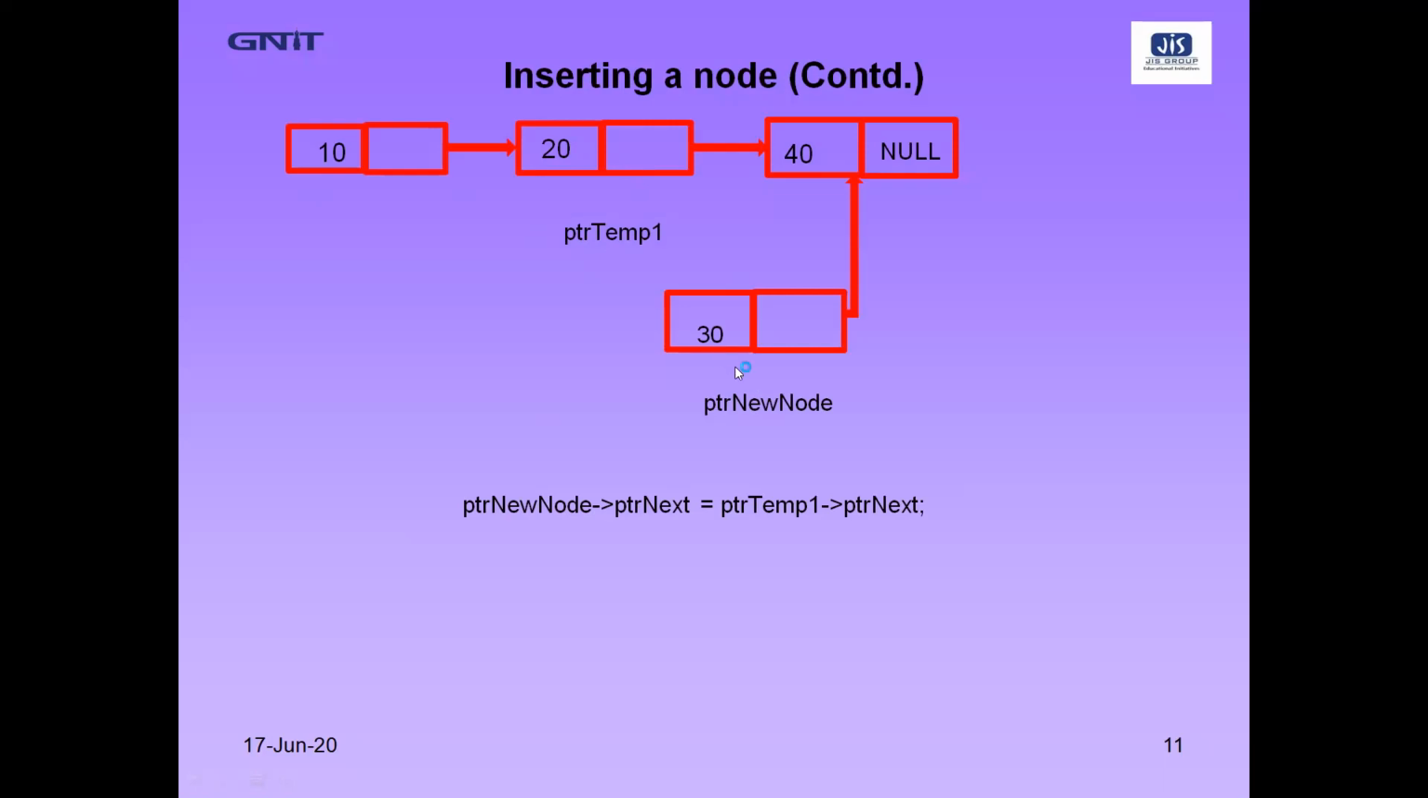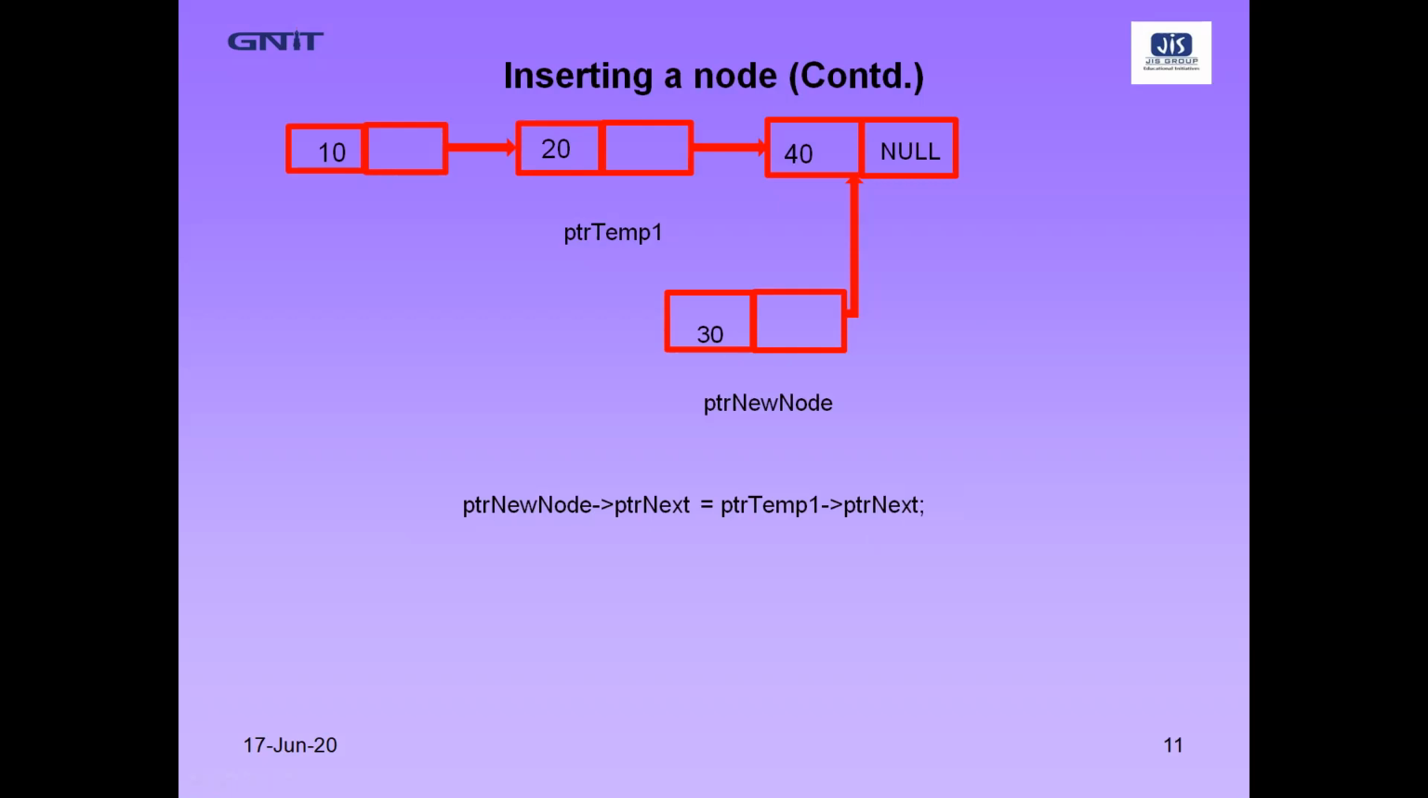So here we have to assign it the 30 part. Okay, now after assigning the data value of 30 to the ptr new node informative part, then we have to write down step 3, that is ptr new node arrow ptr next equal to ptr temp1 arrow ptr next. Okay, so in this case this link will be created. That is, you see this link, that is this part is created.